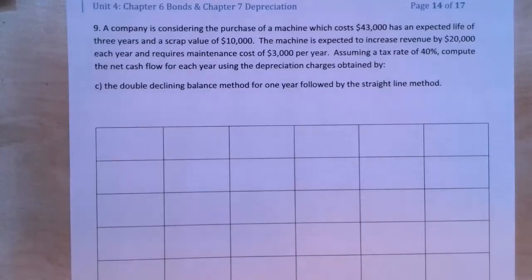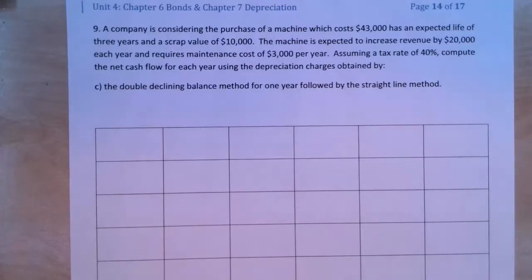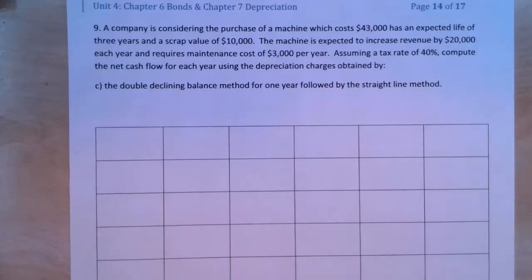Alright, same situation. A company is considering the purchase of a machine that costs $43,000 and has an expected life of 3 years and a scrap value of 10 grand. The expected increase in revenue is $20,000 every year, and the maintenance is $3,000 per year. Assuming a tax rate of 40%, compute the net cash flow for the year using the depreciation obtained by the double declining balance for 1 year, followed by a straight line method.